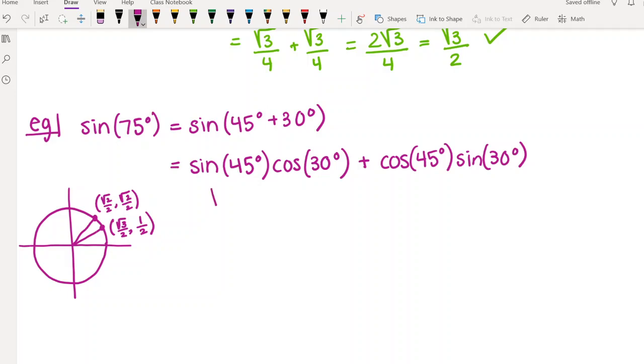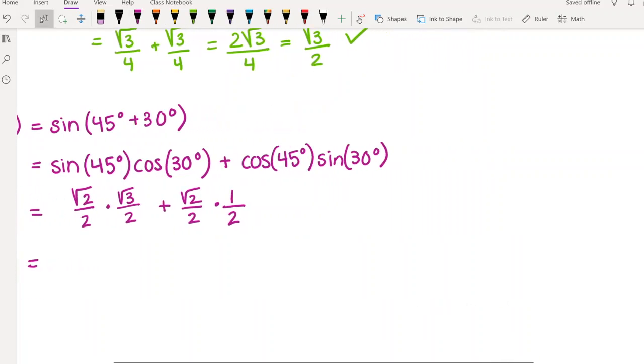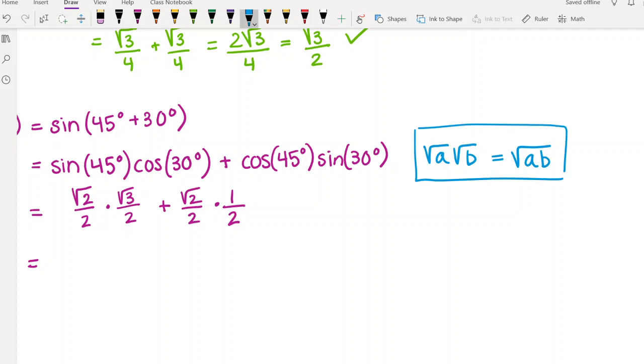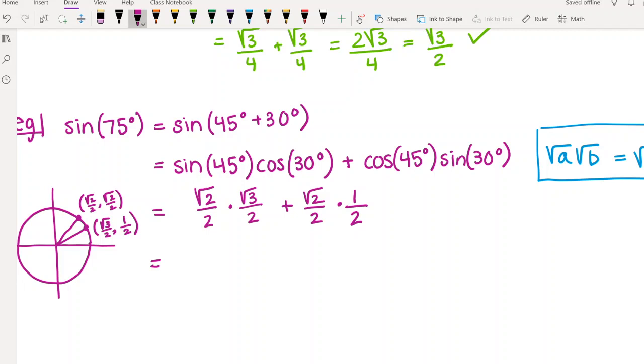Okay, so sine of 45 degrees is square root of 2 over 2. And then cosine of 30 is square root of 3 over 2. And then cosine of 45 is square root of 2 over 2. And sine of 30 is 1/2. So if we multiply these together, one thing about square roots that you're going to need to know in this section is, and maybe I'll write this off to the side here, in general, if you have square root of a times square root of b, you can rewrite that as square root of ab. So square roots can be multiplied into each other like that. So in this example, if we have square root of 2 times square root of 3, that is equal to square root of 6. So we have square root of 6 over 4 plus square root of 2 over 4. And if we add those together, we get square root of 6 plus square root of 2, divided by 4.